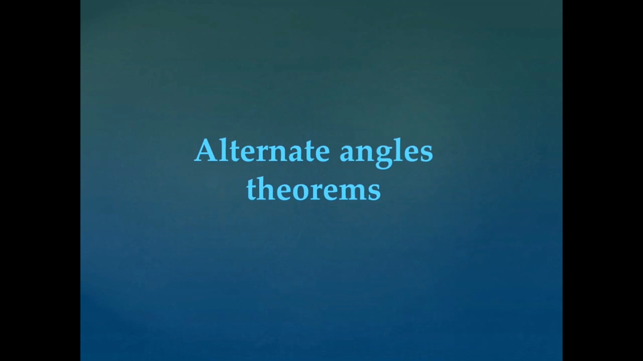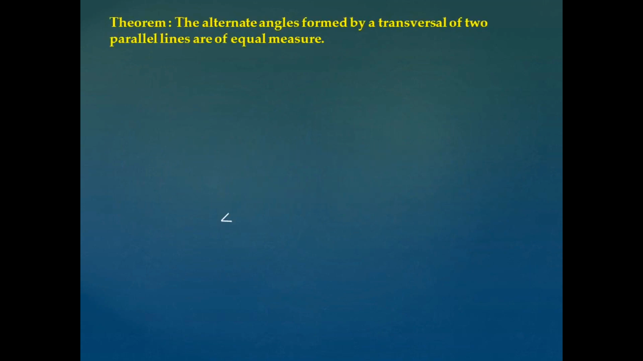Now the next theorem is alternate angles theorem. Let's have the statement of alternate angles theorem. The alternate angles formed by a transversal of two parallel lines are of equal measure. Now we have to prove the alternate angles theorem. So for that, let us consider a diagram.